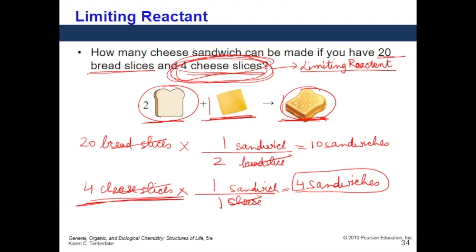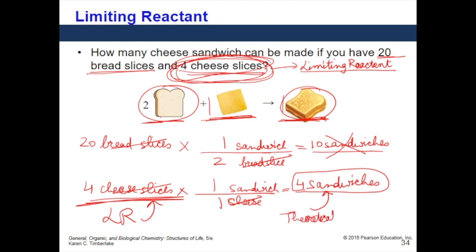If I ask what the limiting reactant is, it is cheese slices. And how much of the product can you produce? 4 sandwiches. That is the amount of product that you can produce. You cannot make all 10 sandwiches because we don't have enough cheese slices to make all sandwiches. So this is your yield of the reaction. This is called the theoretical yield of a reaction. Theoretical means in theory, by numbers.